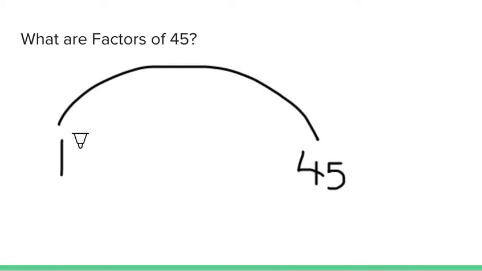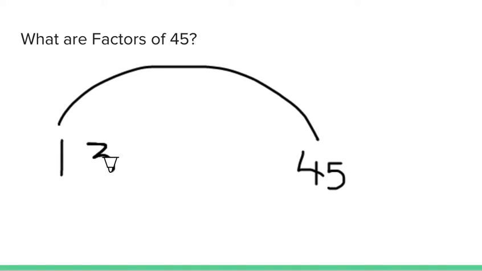Next, after 1, I'd usually go to the number 2. But if you know your divisibility rules and you look at the number 45, you know off the bat it is an odd number. It's not an even number, which means 2 cannot go into it evenly. Anything that we multiply 2 by is going to be an even number. 45 is not, so 2 does not work.